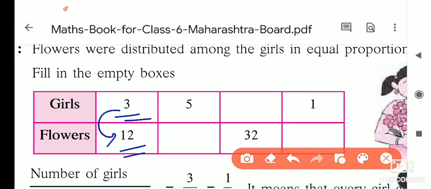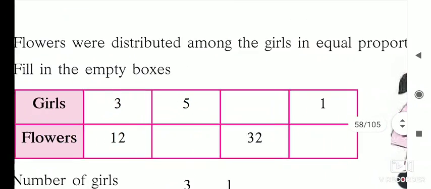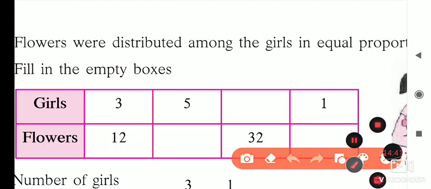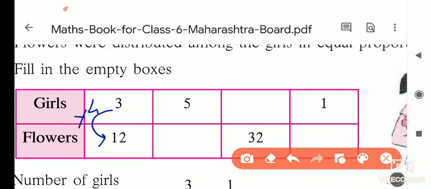If 12 flowers are there and 3 girls are there, then 3 ones are 3 and 3 fours are 12. So each girl will get 4 flowers. We will see the ratio in detail afterwards. So first of all, here 3 fours are 12.